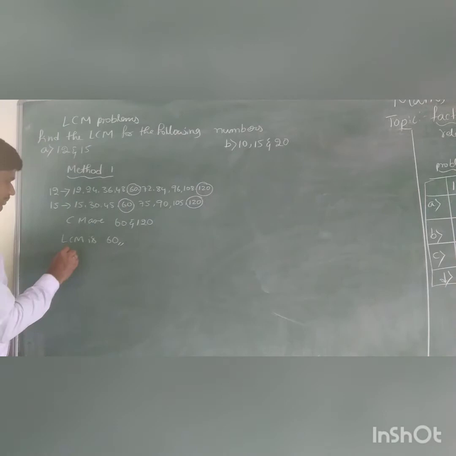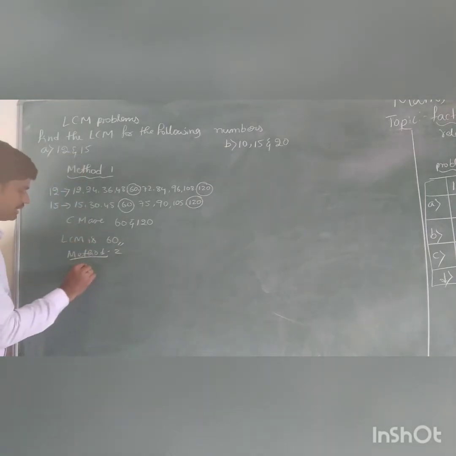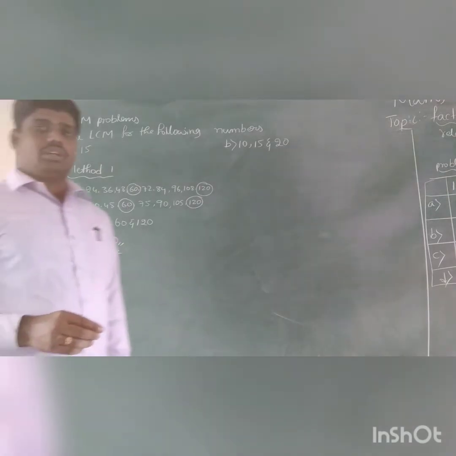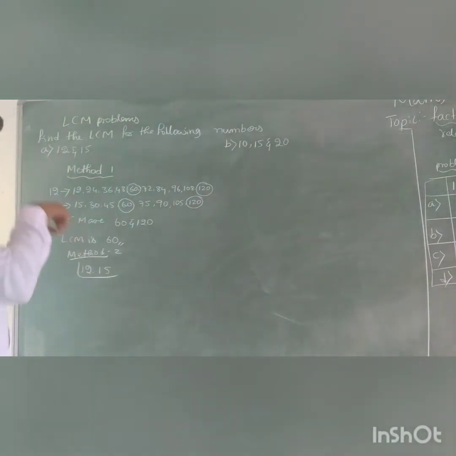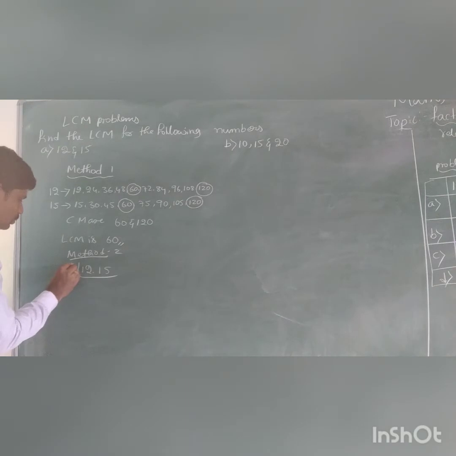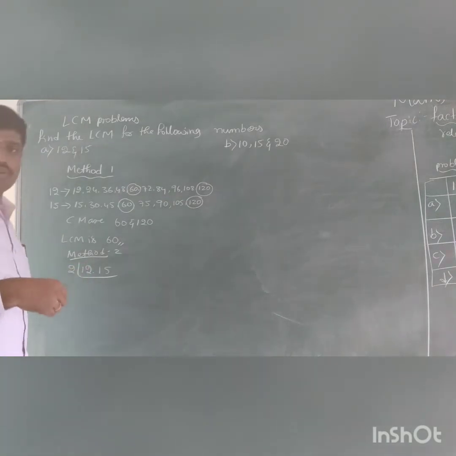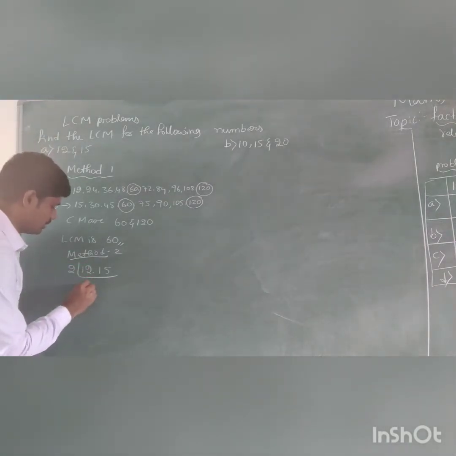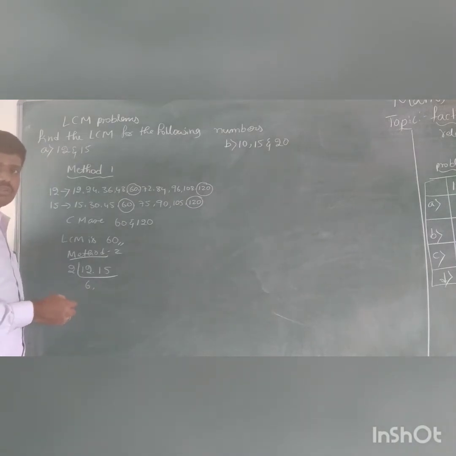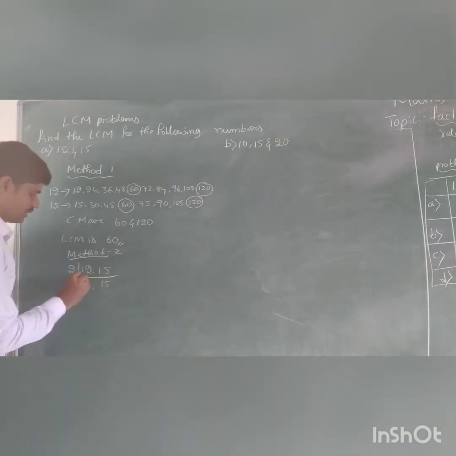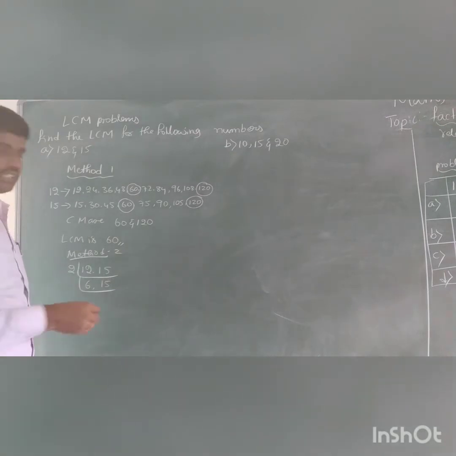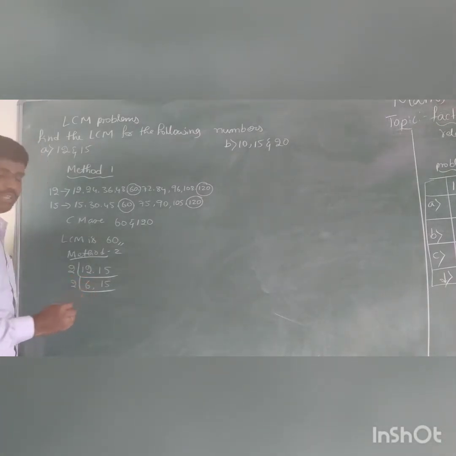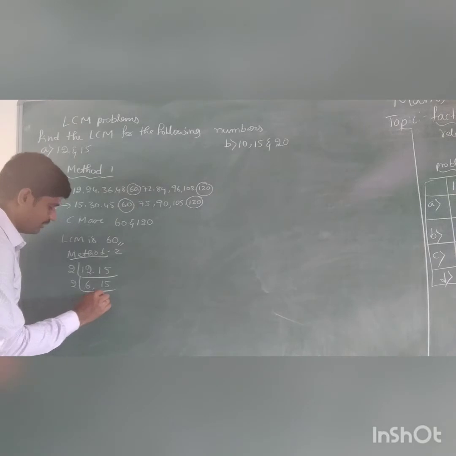Method 2 is the division method. First you should list out the two numbers in a single row: 12 and 15. If any number is in the 2 table, first take the 2 table. In the 2 table, 12 divided by 2 is 6. Is 15 divisible by 2? No, write it as it is. Again go to the 2 table, because 6 is divisible by 2. 6 divided by 2 is 3, and 15 is written as it is.